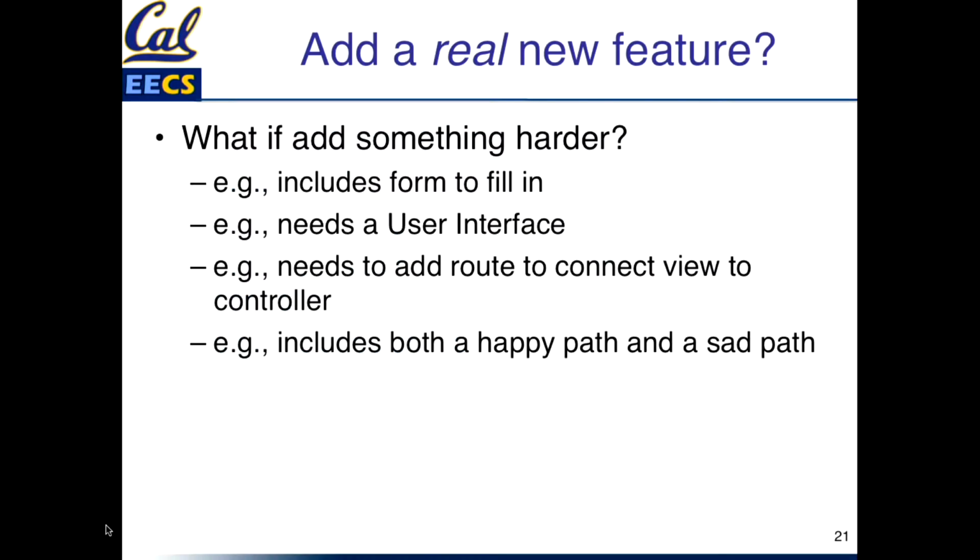Okay. So, Armando talked about forms. Let's add a form to fill in. And how about a user interface? If we're going to add a view for the user interface, we're going to have to add a route to connect it. And then typically there's usually a happy path and a sad path. So let's show it working and not working and see what happens.